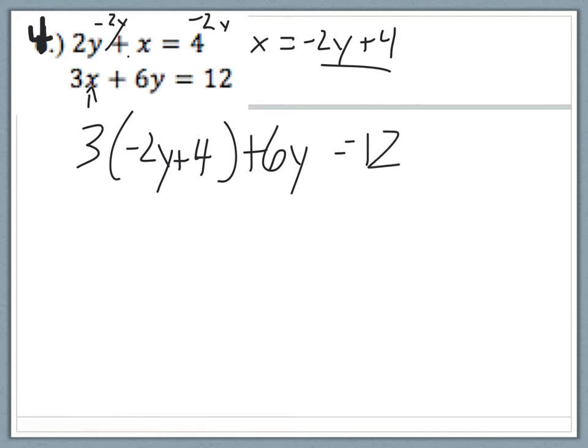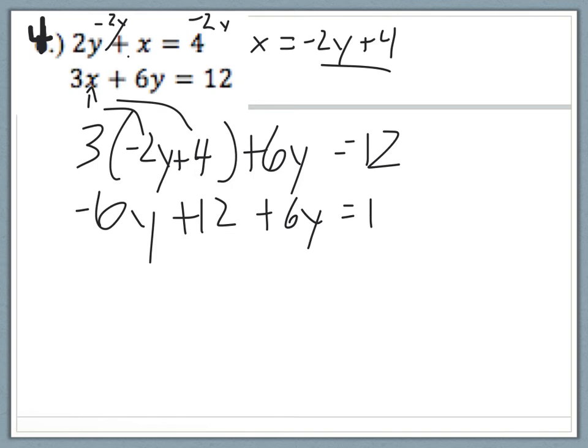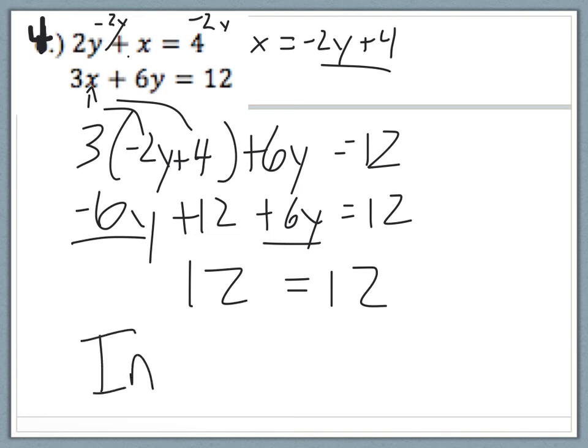Now we'll distribute. So I have negative 6y plus 12 plus 6y equals 12. Well, we have a negative 6y and a positive 6y. Those cancel again, so now I'm left with 12 equals 12. Okay. Now this one's a little bit different. 12 does equal 12. That's a true statement. So if it ends up being two numbers and it's a true statement, that's actually infinite solutions.